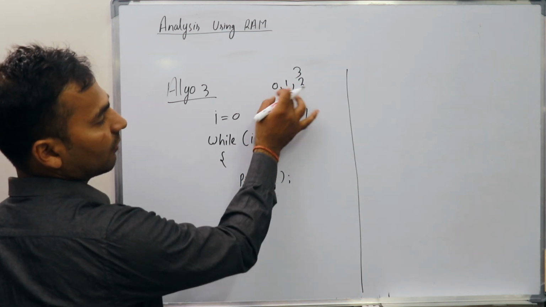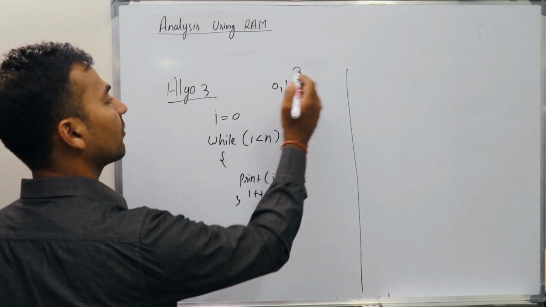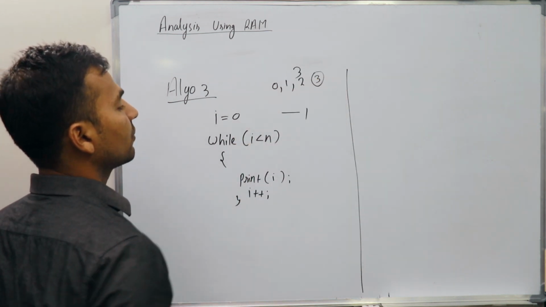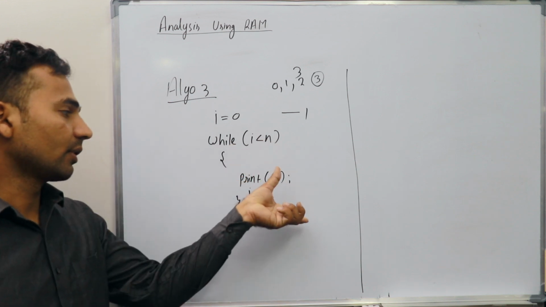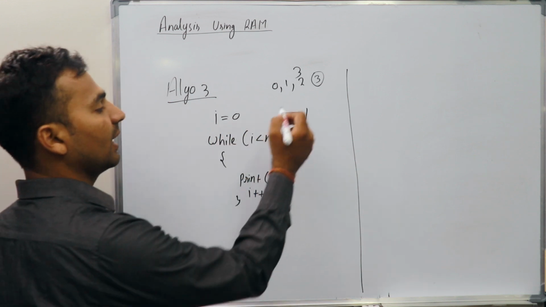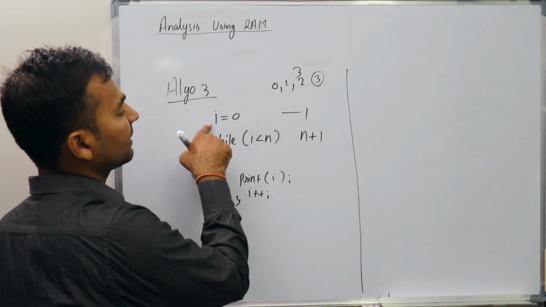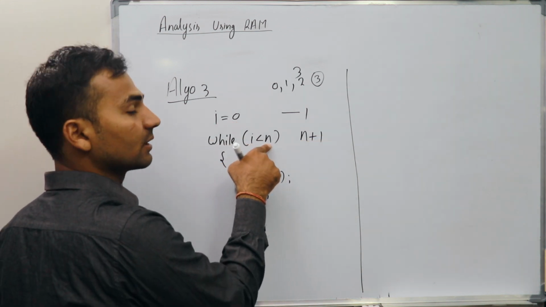Now we check for 1, 2 and 3 times, plus again we need to check for what? We need to check for 3, so that we decide whether to go inside the loop or to terminate from the loop. Therefore, how many comparisons do we make? N plus 1 comparisons, because i starts from 0 and i is less than n.